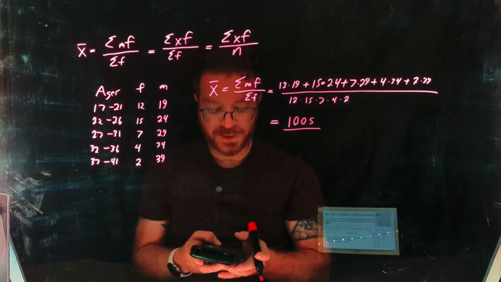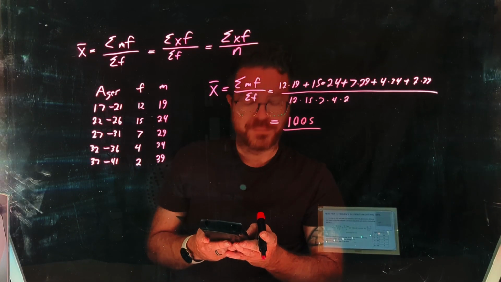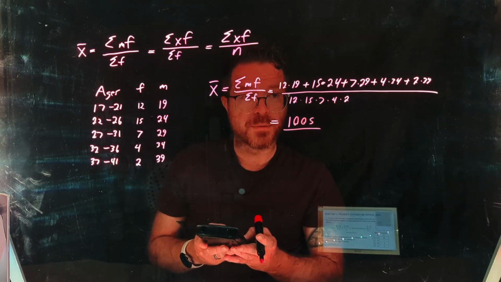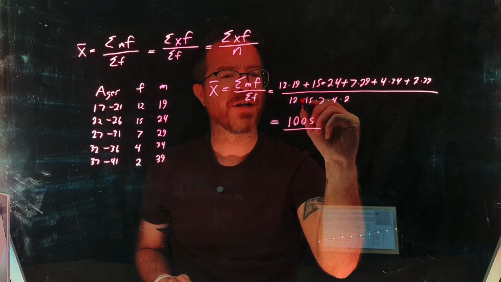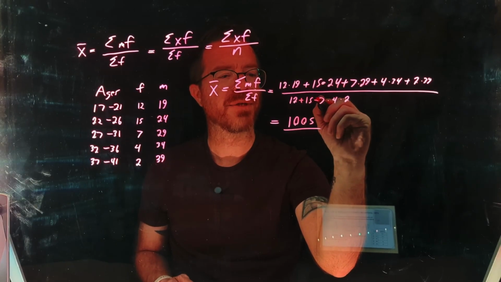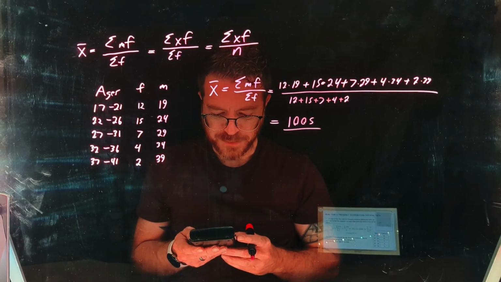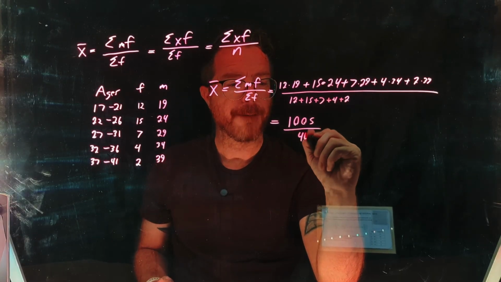And then we're going to add up the frequencies. 12 plus 15 plus 7 plus 4 plus 2. By the way, one real quick correction. I said plus, but for some reason, I wrote multiplication there. So these should be pluses. This is going to give me a total of 40.